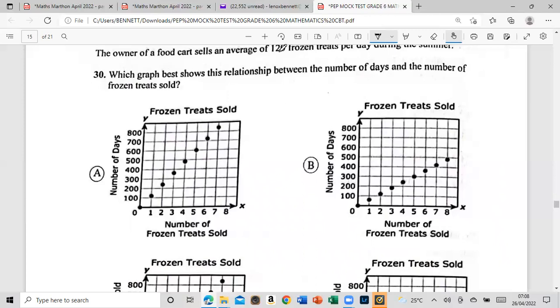The owner of a food cart sells an average of 120 cheese per day during the summer. Which graph shows the variation between the number of days and the number of items sold? So, 120. 4 times 120 is 600.